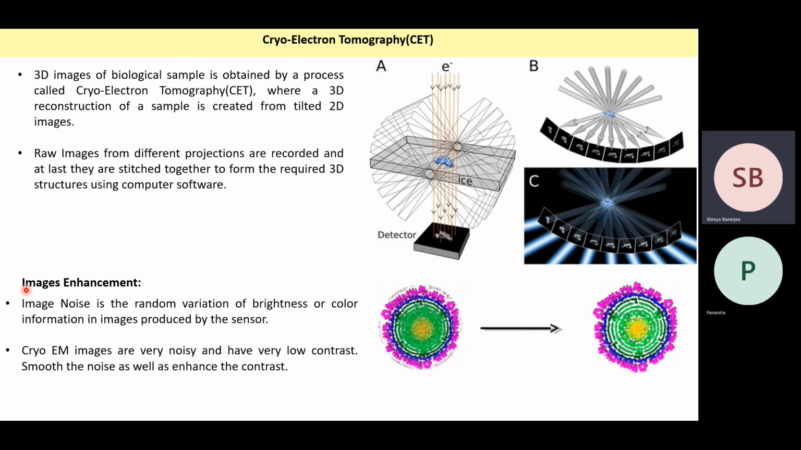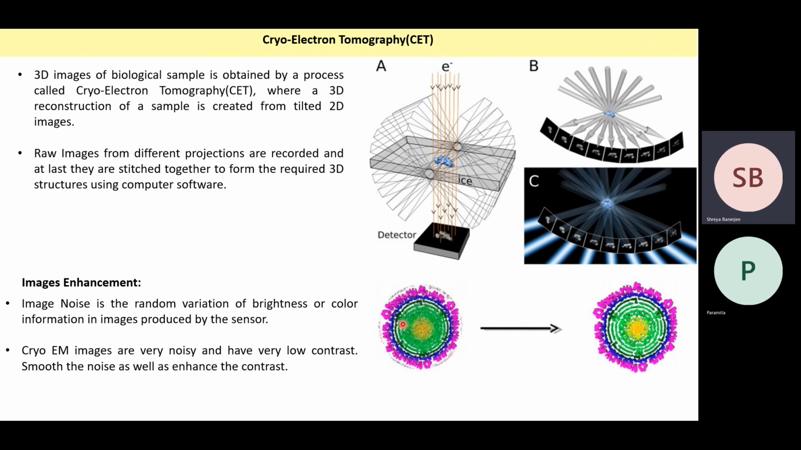Then a process called image enhancement is carried out. Basically, image noise is the random variation of brightness or color information in images produced by the sensor. Cryoelectronic images are normally very noisy and have low contrast.